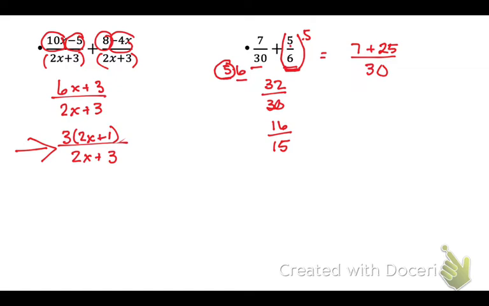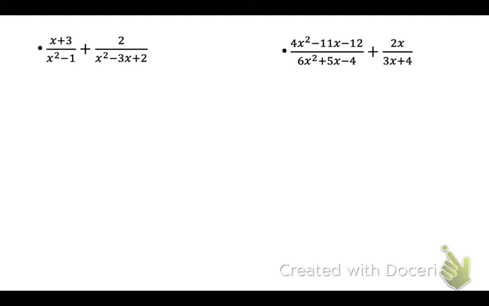Okay, so I have x plus 3 over x squared minus 1 plus 2 over x squared minus 3x plus 2. Now, the way I do these problems is, yes, of course, I factor the numerator if I can. But if I can't factor the numerator, I don't want to keep rewriting the same thing over and over again. So, do my numerators need to be factored in either case? No.